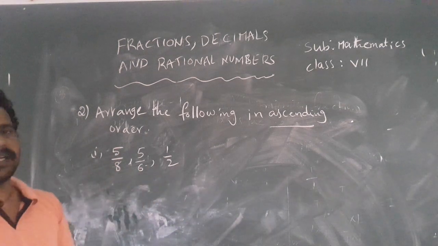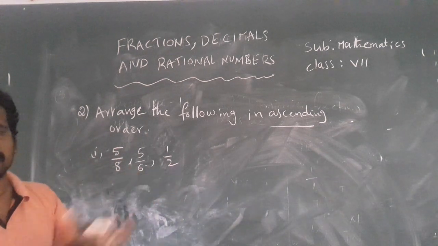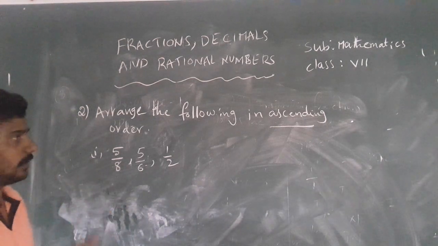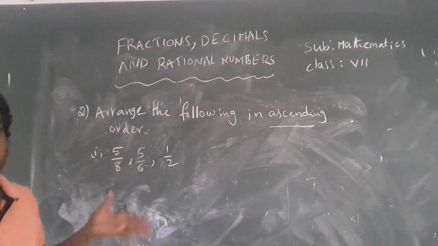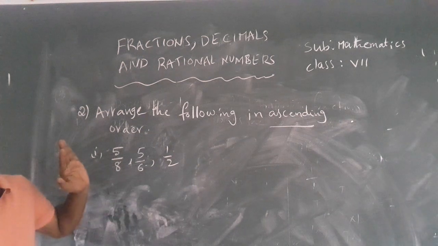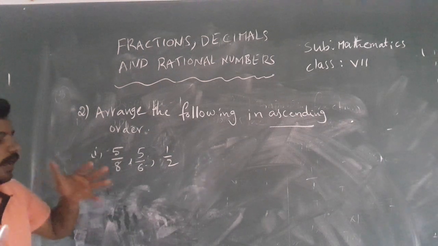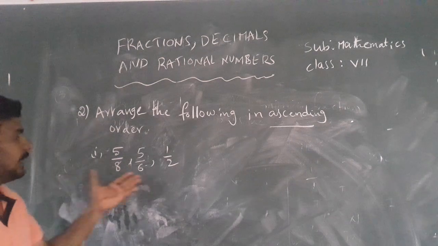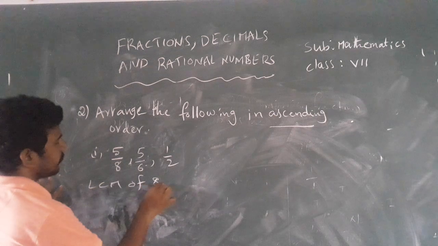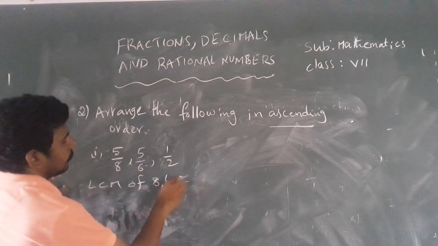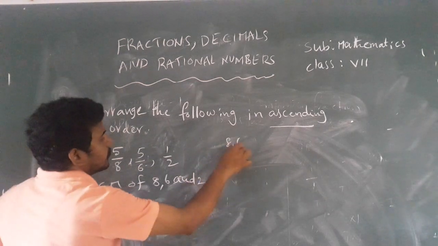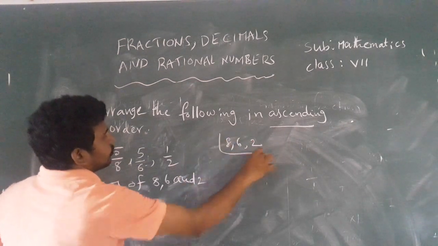So these three denominators are not the same. So these three fractions are called unlike fractions. Since they are unlike fractions, you cannot compare the given fractions. So convert these three fractions into like fractions. Before that, we have to find the LCM of these three denominators. So LCM of 8, 6 and 2.